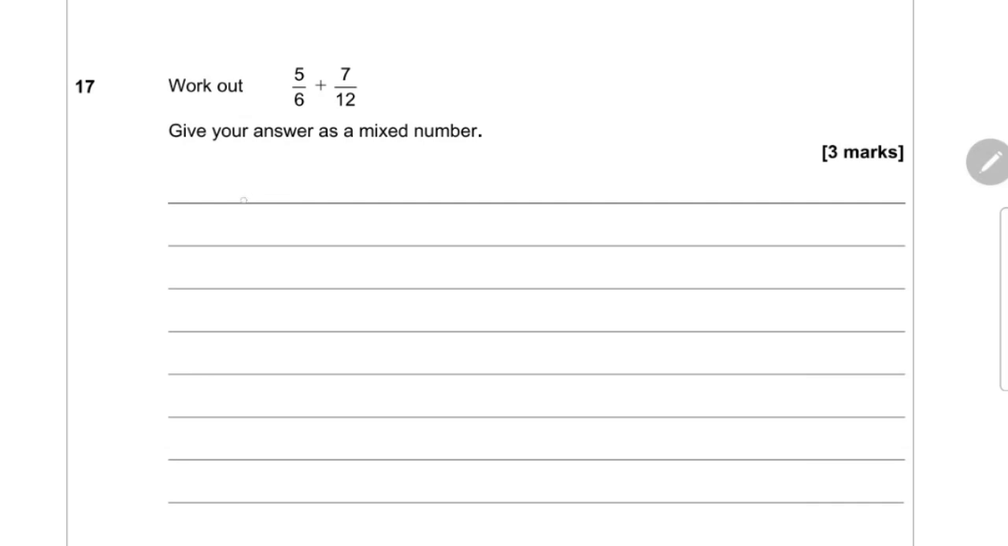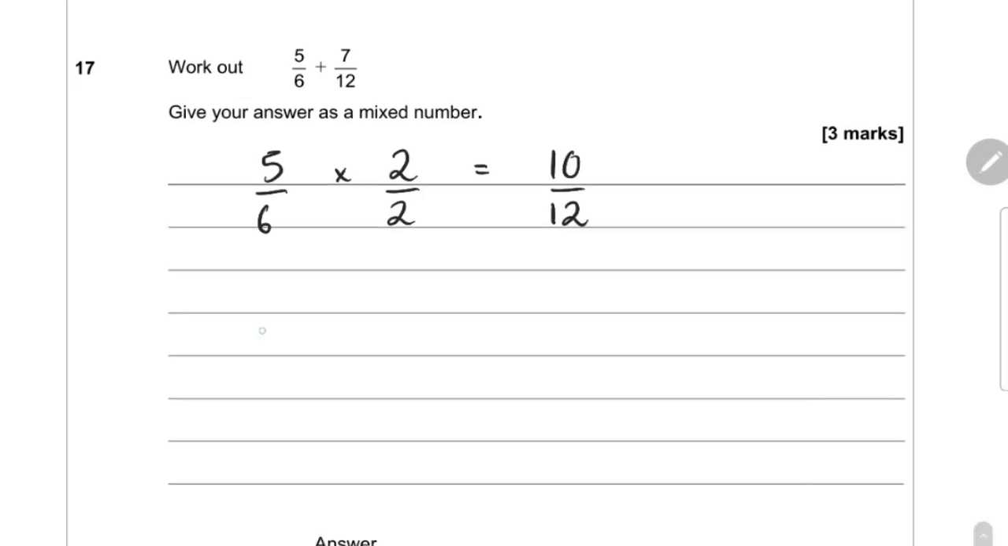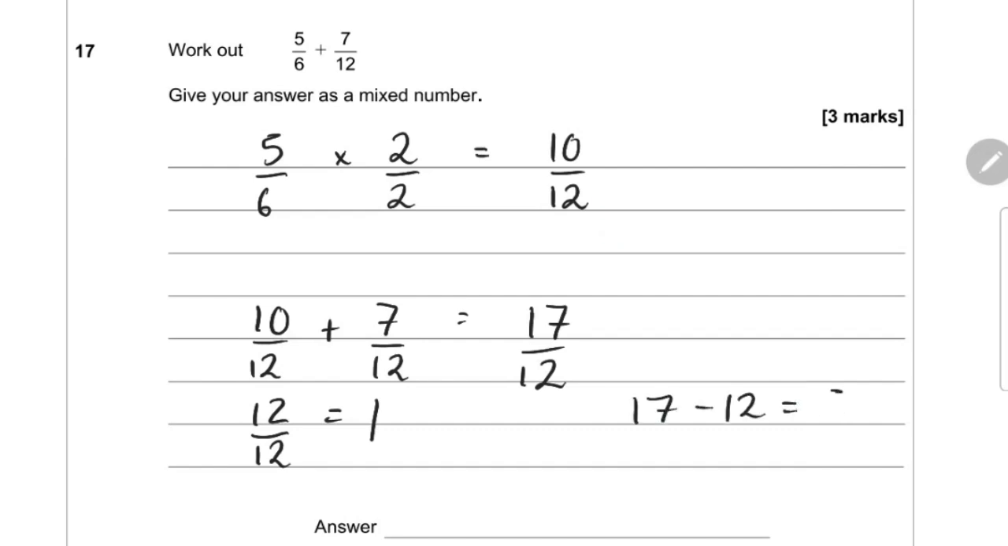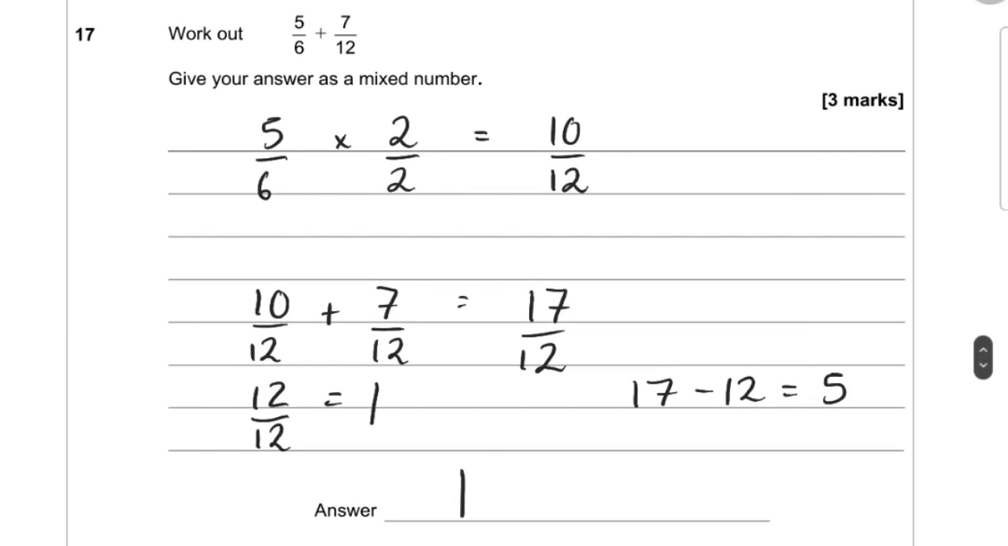So what we can just do is if we take 5 over 6 and we times it top and bottom by 2, then we're going to get 10 over 12. So then we can do 10 over 12 plus 7 over 12 to get us 17 over 12. So now to convert this to a mixed number, we have to realise that 12 over 12 is going to be equal to 1. And then 17 minus 12 would give us 5. So our mixed number is going to be 1 and 5 over 12.